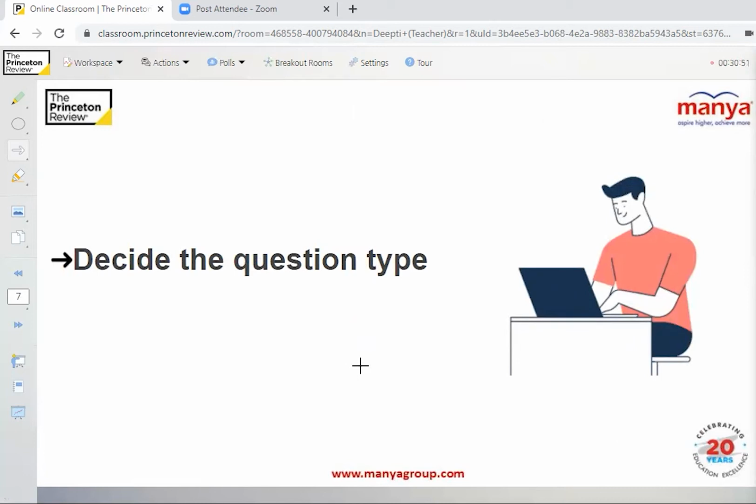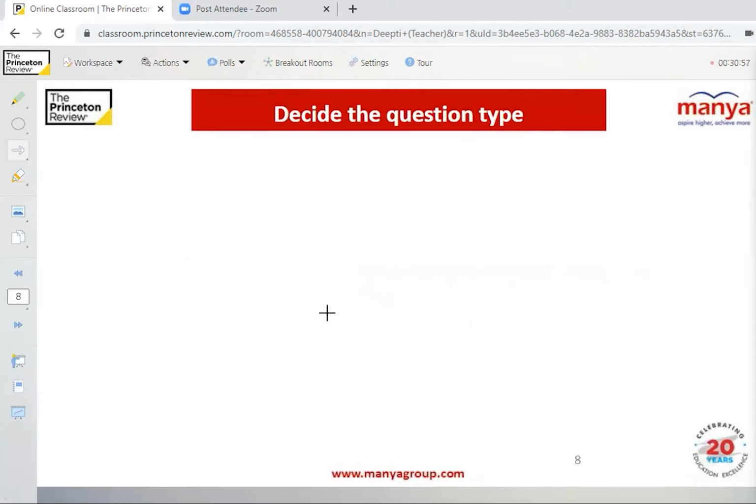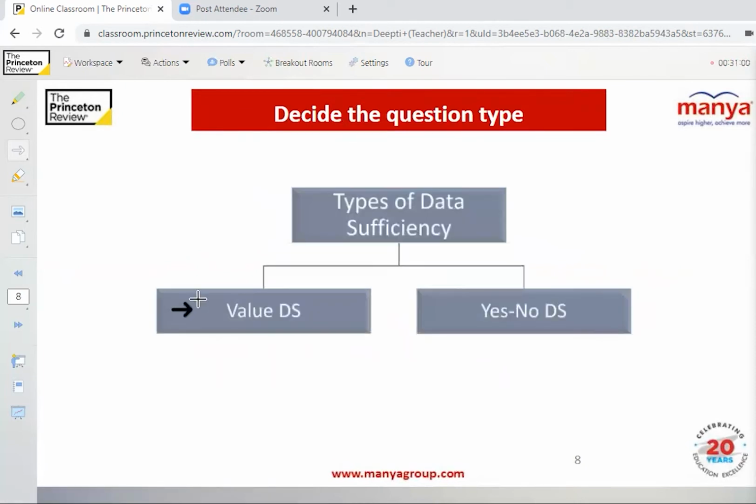For data sufficiency questions, you must decide the question type. As we discussed earlier, there are two types of data sufficiency questions, namely value DS and yes/no DS. For value DS questions, you are required to give your answer as a specific value. If the statements provide more than one value, then it is insufficient. For example, if the question asks you what is the value of 2x plus 5, then from the statements, you have to see if they provide a single answer or more than one answer. If it gives you a single, specific answer, then it is sufficient.